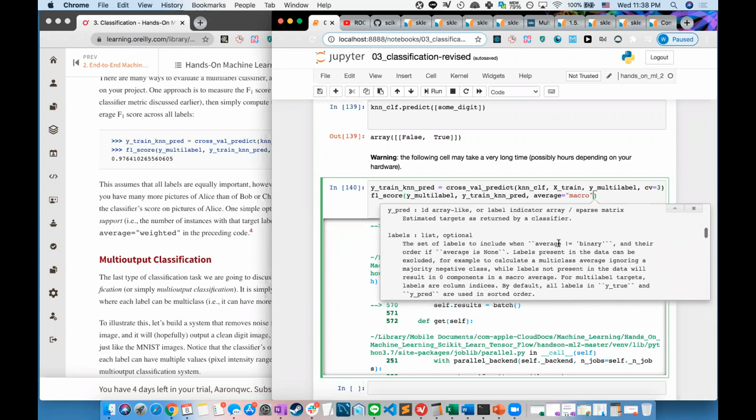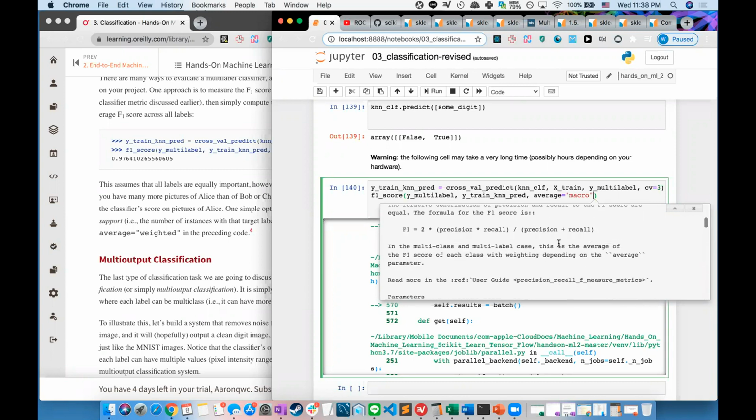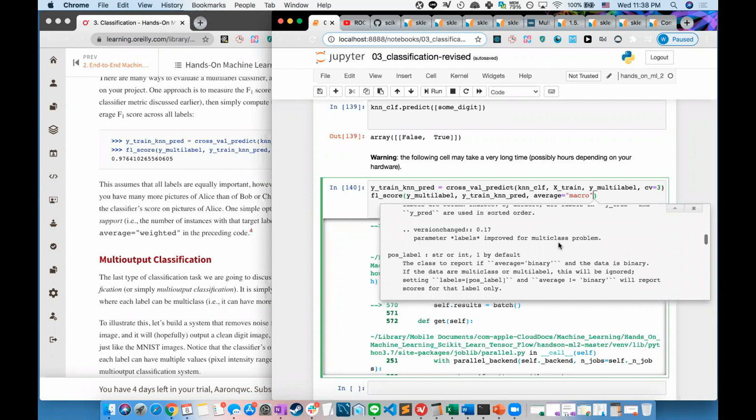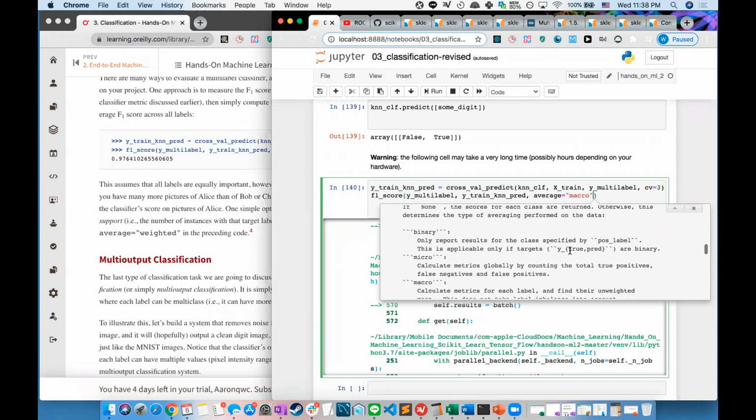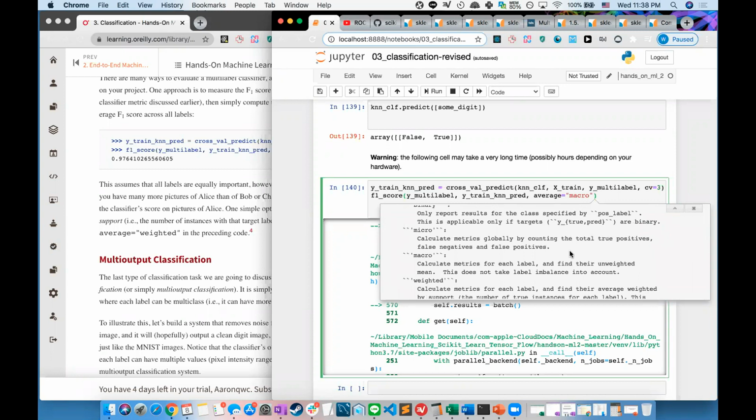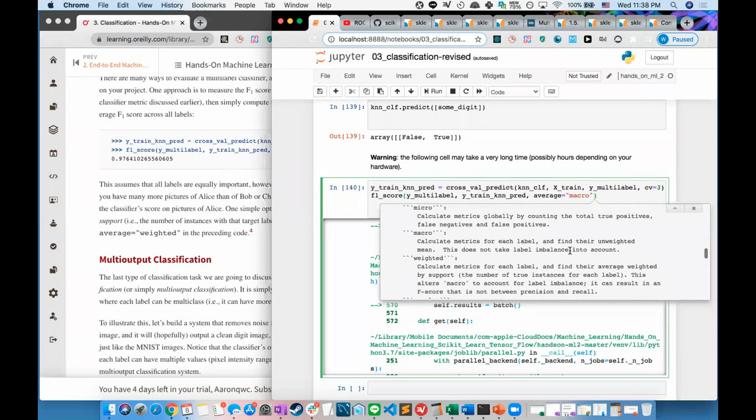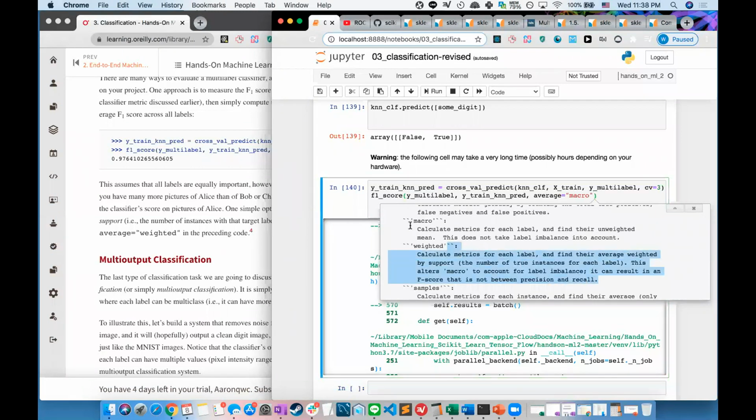So basically, it's trying to tell you to pay more attention to the class which has more samples, which could be the result you want, or could not be the result you want. Weighted, on the other hand, would do weighting on the number of samples in each class. And then there is micro as well, which does the raw calculations.